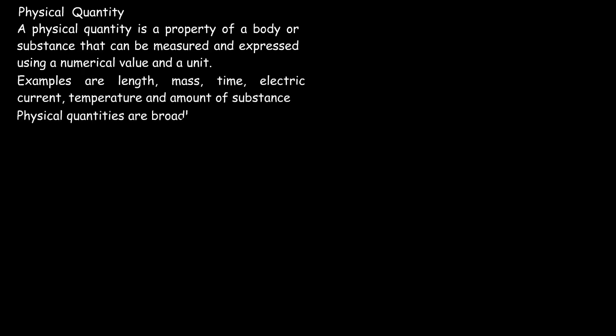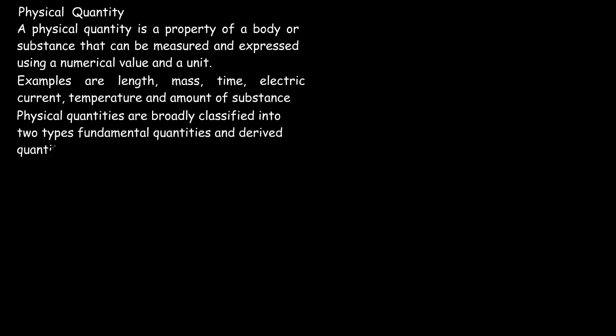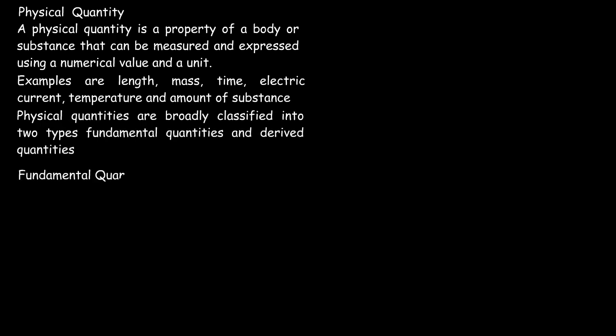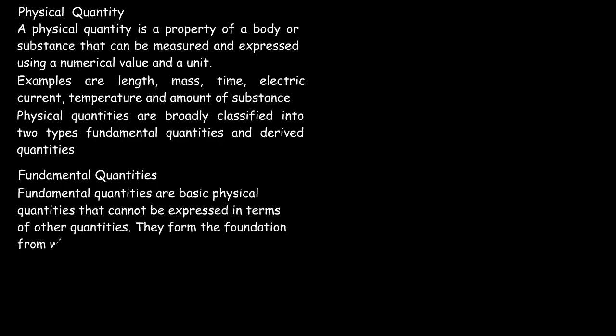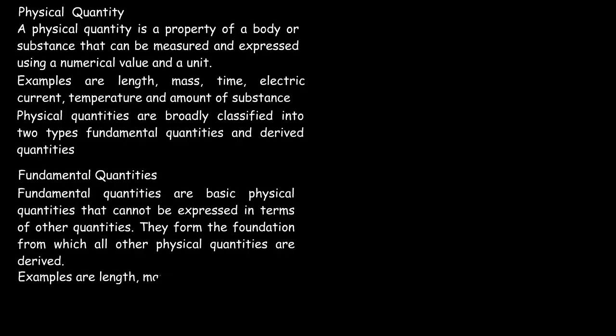Physical quantities are broadly classified into two types: fundamental quantities and derived quantities. Fundamental quantities are basic physical quantities that cannot be expressed in terms of other quantities. They form the foundation from which all other physical quantities are derived. Examples are length, mass, time, electric current, temperature and amount of substance.